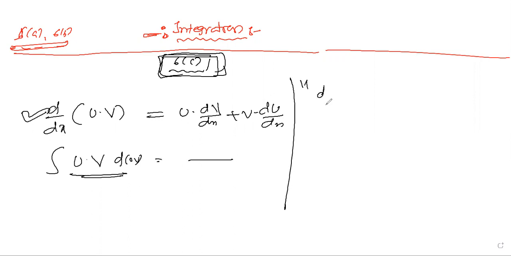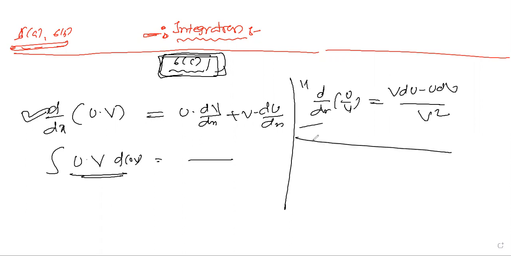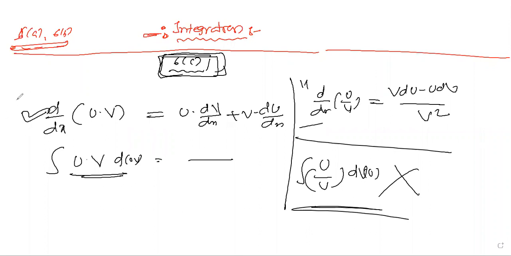Similarly, d by dx of u by v, we have a formula in differentiation. What is the formula? v du minus u dv by v square. But for integration we don't have a formula for u by v. We have u into v and u by v in differentiation, but in integration only u into v. We don't have u by v. Am I clear?